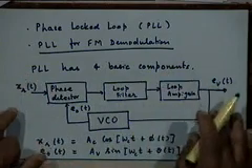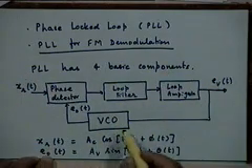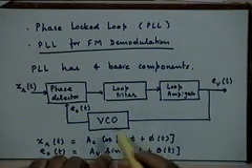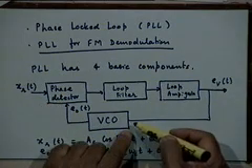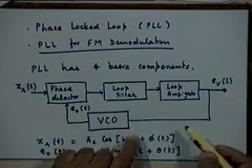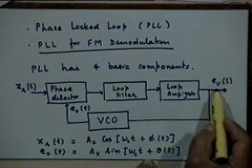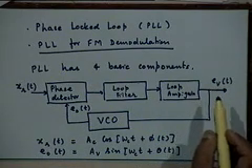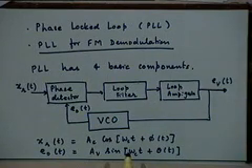So, if we can ensure that this loop works in such a manner that the instantaneous phase of the VCO output tries to follow the instantaneous phase of the input signal, then the input to the VCO signal will try to follow the message signal, and therefore, you would have got at this point the message signal that you are looking for, right. Have you understood what I am trying to say? If not, tell me, I will repeat again.